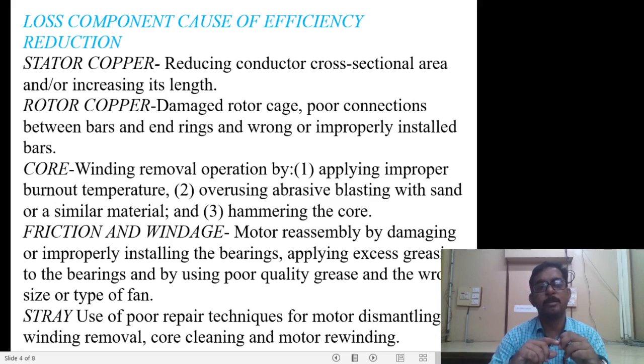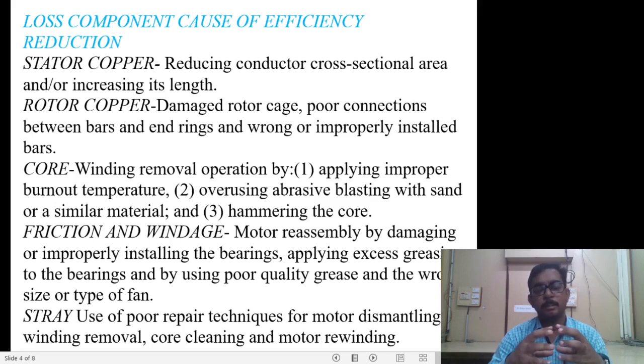Similarly, the rotor copper loss. The rotor is of two types. One is known as the squirrel cage rotor and the other is known as the slip ring induction rotor. In the slip ring induction rotor, windings are used, and in the squirrel cage rotor, bars are used. Some points are given here.